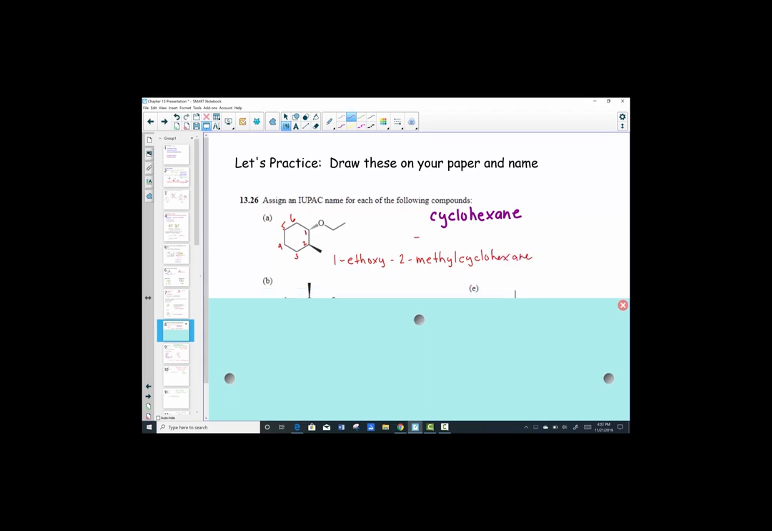Now, is that any more correct or less correct than if we had numbered 1, 2, 3, 4, 5, 6? My hand changes this color, so that's why you're seeing it change color. When I rest my hand on the screen, it changes colors. Sorry if that's distracting. If we had numbered in the opposite direction and made the methyl 1, we would end up writing, still alphabetical, 2-ethoxy-1-methylcyclohexane.